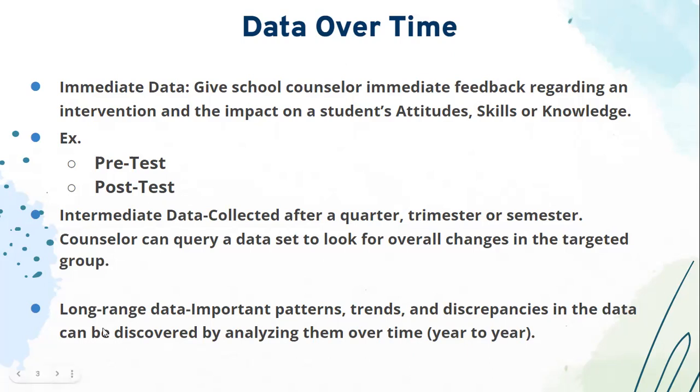And then the last one is long range data, which reviews kind of more long-term, a year. So looking at important patterns, trends, and discrepancies in the data. And that again can be discovered by analyzing the data over a year. So again, looking at the target population over a year, looking at that math class, seeing how many students passed the class, looking to see if maybe those study skills also affected them positively in those other classes besides the math class.